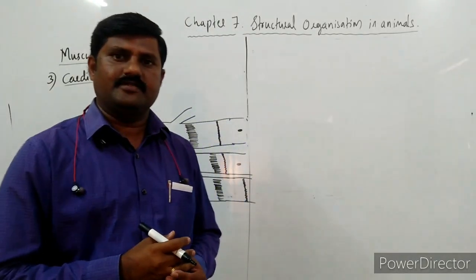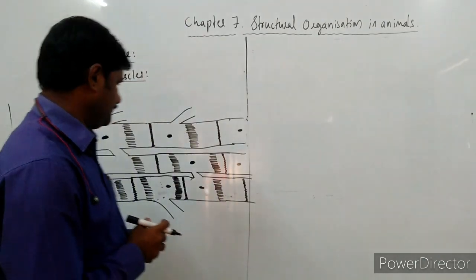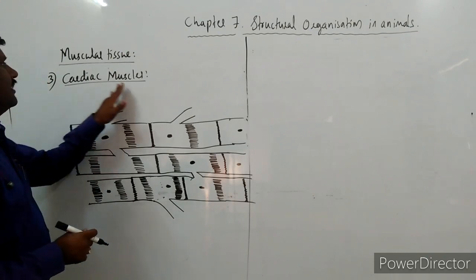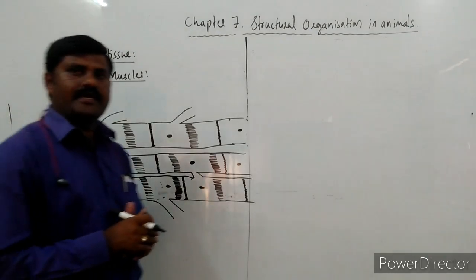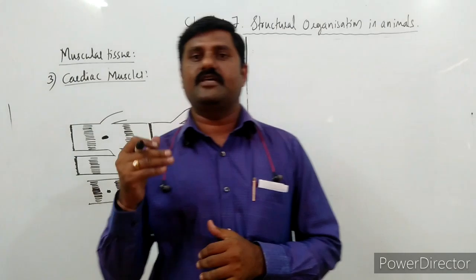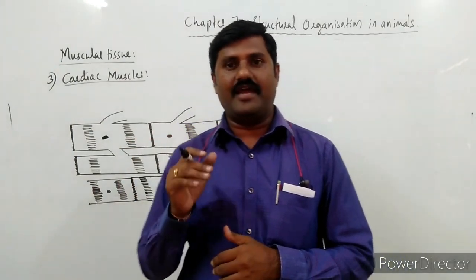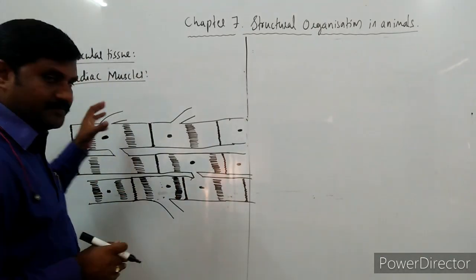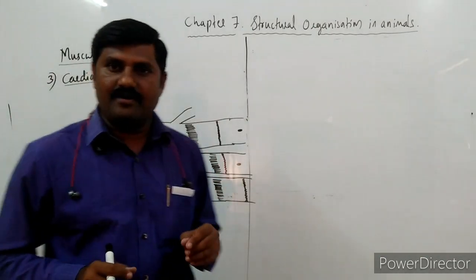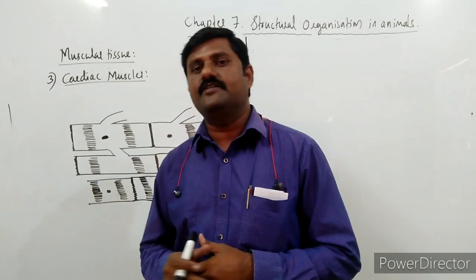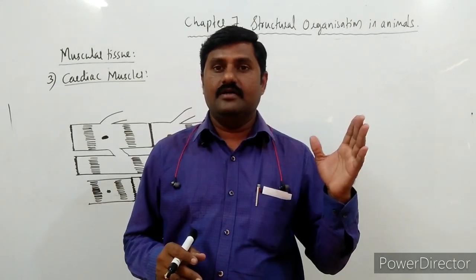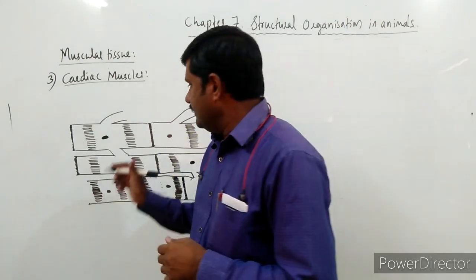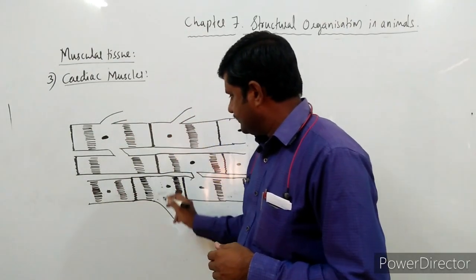The next type of muscle fibers is cardiac muscle fibers. See here, cardiac muscle fibers are here. These cardiac muscle fibers have characteristic features of both smooth muscles as well as striated muscles or skeletal muscles, right? See here, the specific or unique nature of these muscles, and the major difference between the striated muscles and cardiac muscles, is that these muscles have branchings.